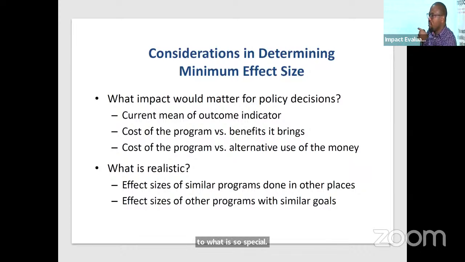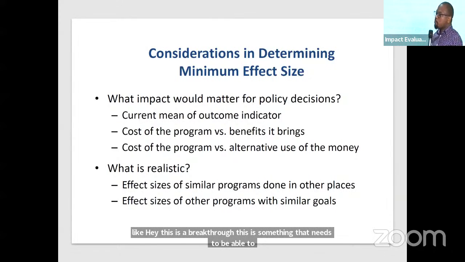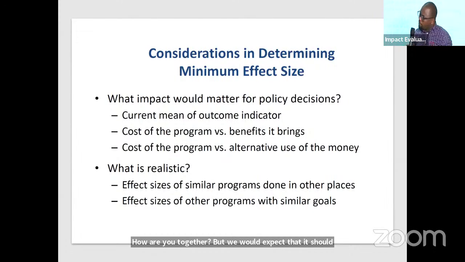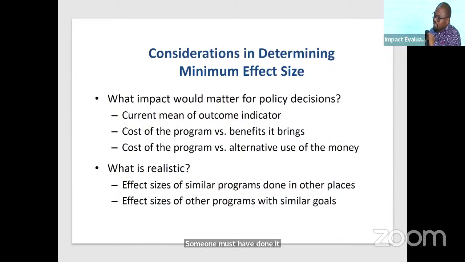What's so unique? So this is very important because you have to contextualize your study for policy or for academic purposes within the literature of what others have done. And if it's far off, it will raise eyebrows like, hey, this is a breakthrough. This is something that deserves a Nobel. Are we together? But we would expect that it should be confined within particular parameters because there's no new knowledge. Someone must have done it somewhere. You're just adding a little bit somewhere.